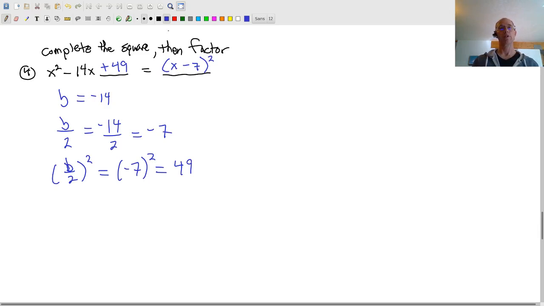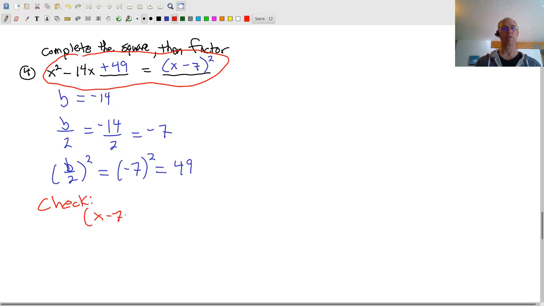Well, so my answer is right here in this new equation. My claim is that those two things are equal. So to check that, I just take the x minus 7 squared. Square means multiply something by itself. It's the parentheses that are squared, so I have to multiply the parentheses by themselves. Parentheses happens to have an x minus 7 inside.